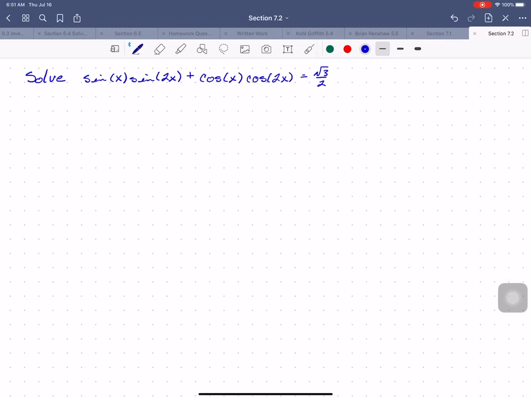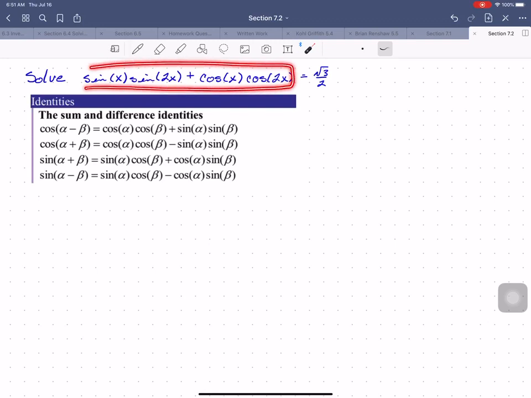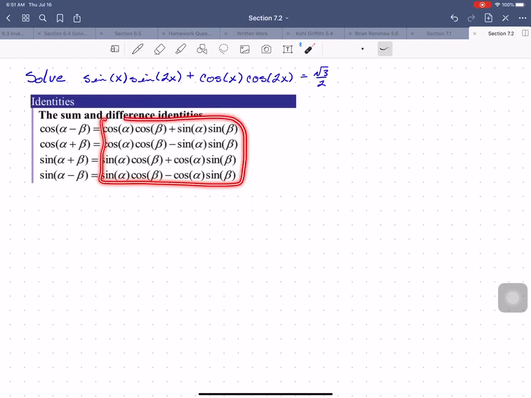All right, so let's take a look at our angle sum identities. And what do we see? I'm comparing the pattern that I see on the left-hand side of this equation, where I've got a sine times a sine plus a cosine times a cosine, and I'm looking for that same pattern on the right-hand side of my identities. And sure enough, I almost have it here. I've got a cosine times a cosine plus a sine times a sine.